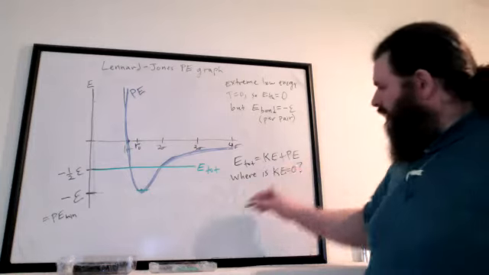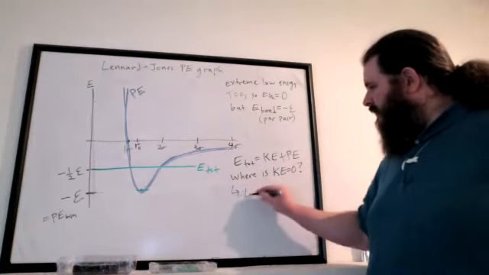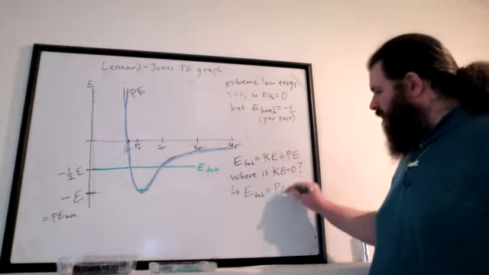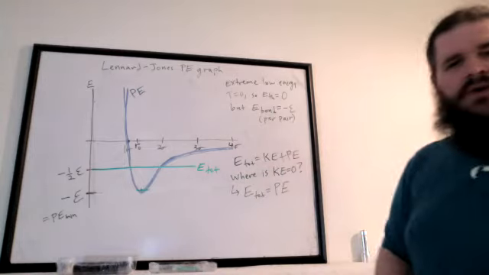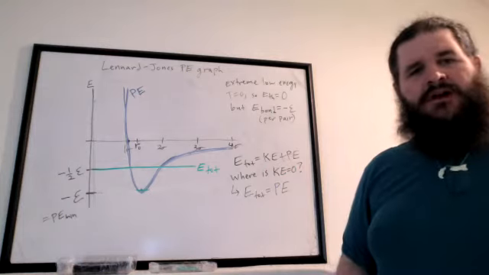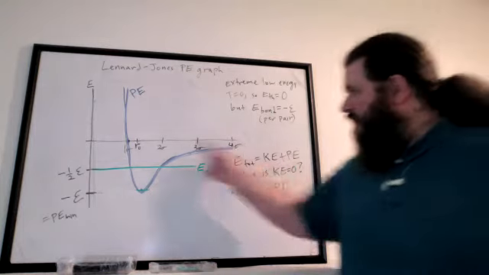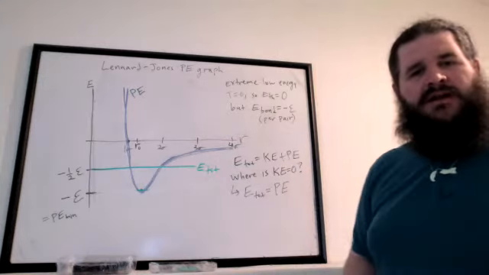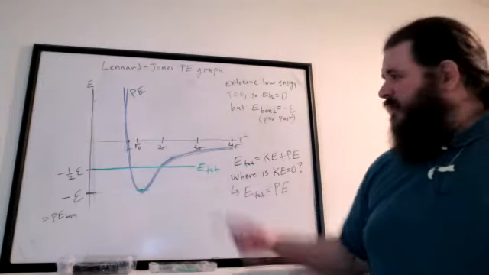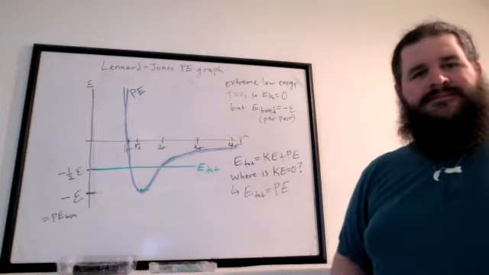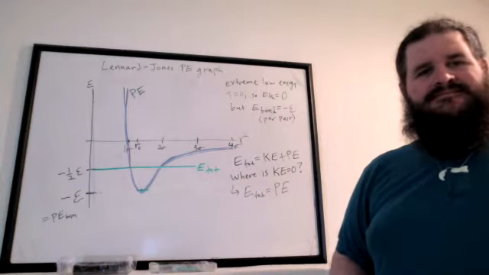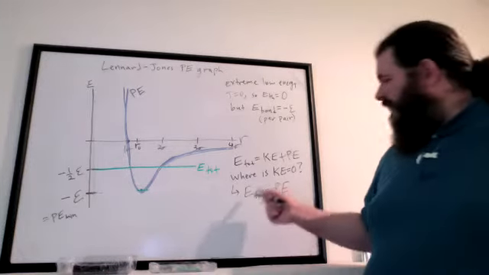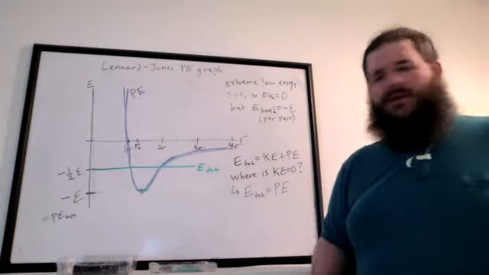You plug in zero for kinetic energy, you would get E total equals zero plus potential energy. So if you want to know where the kinetic energy equals zero, you should be looking for locations, that is R values, where E total equals potential energy. And how many such locations do we have on this graph? Yeah, we've got two.